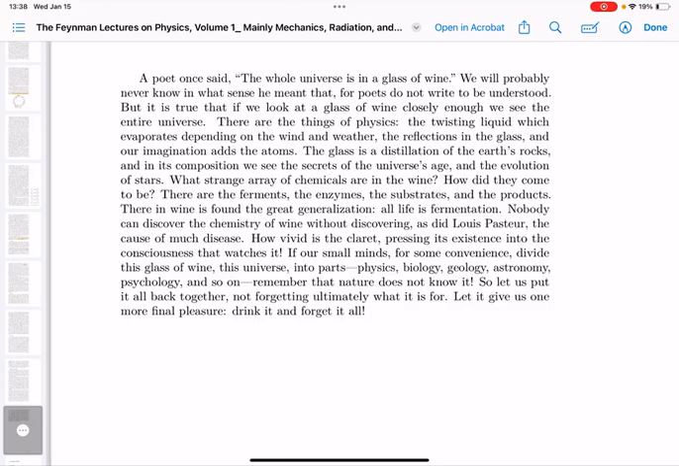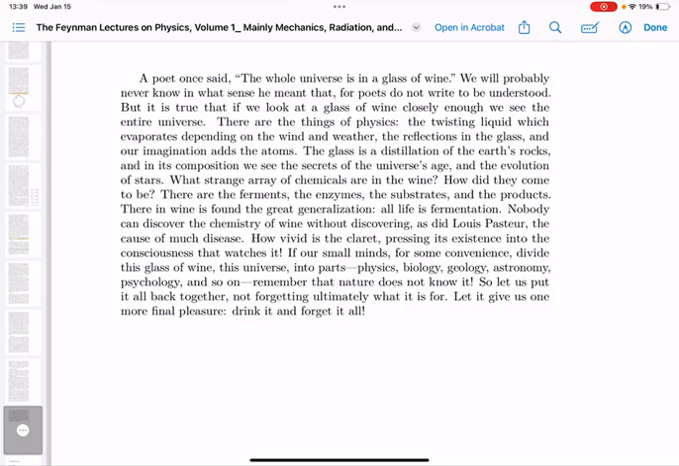What strange array of chemicals are in the wine? How did they come to be? There are the ferments, the enzymes, the substrates, and the products. There in wine is found the great generalization. All life is fermentation. Nobody can discover the chemistry of wine without discovering, as did Louis Pasteur, the cause of much disease. How vivid is the claret, pressing its existence into the consciousness that watches it.